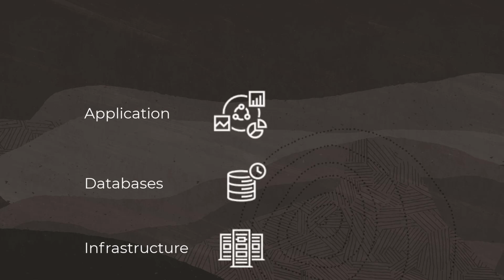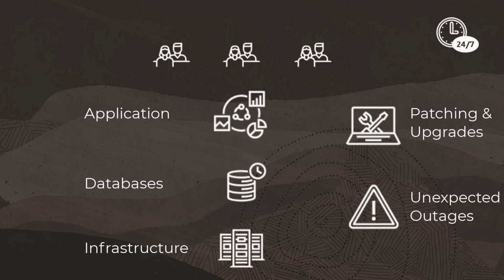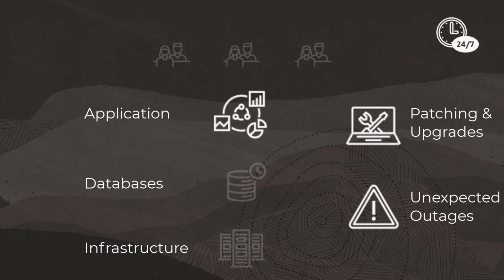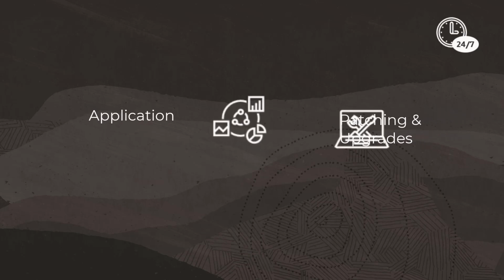So in the world of high availability, we're talking about applications, database, and infrastructure, with clients coming in and connecting to those. And from a high availability perspective, we have patching and upgrades and unexpected outages that we need to be concerned with. For EBR, we're specifically focusing on application patching and upgrades.